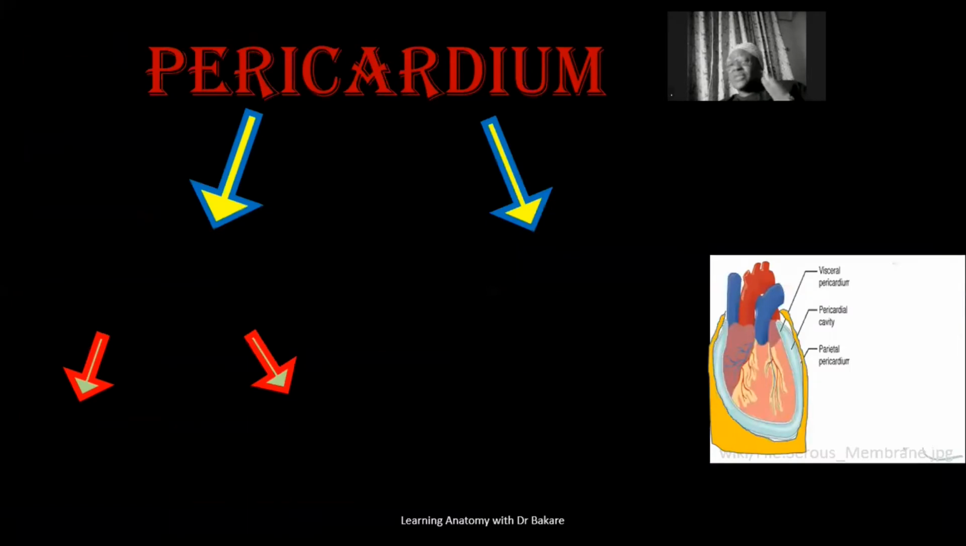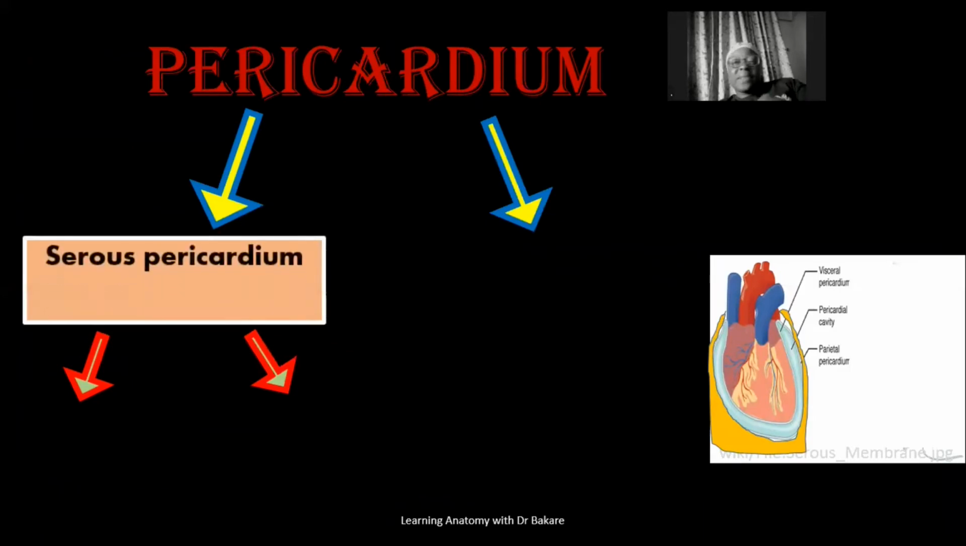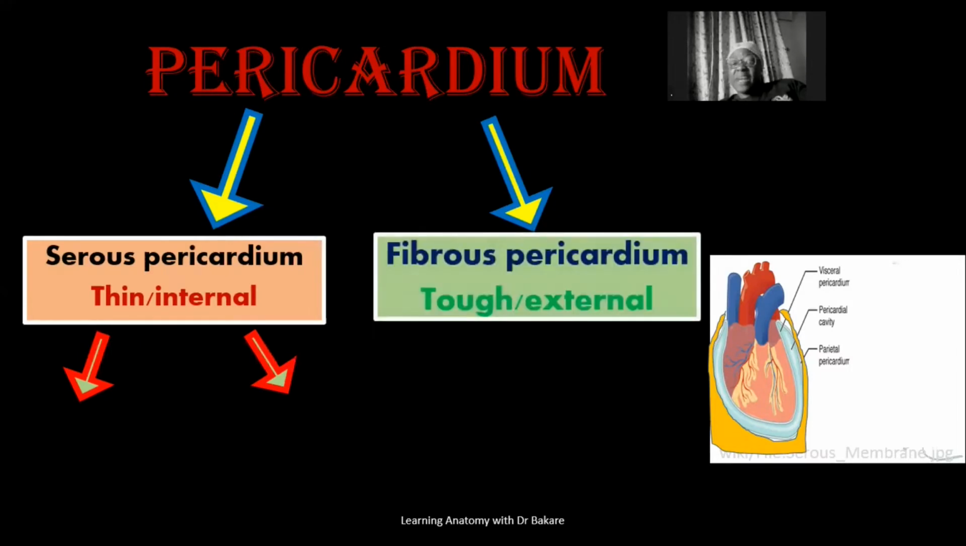So let's look at the structural configuration of the pericardium. We said that the pericardium is a double-layered sac. Some texts will tell us that it is divided into 3 layers, and we'll see the basis on which that is also established. For me, I would like to divide the pericardium into 2 layers. First, we have the serous pericardium, which is the inner thin layer. This is made up of a serous membrane that is very thin. And on the outside, we have the fibrous pericardium, which appears to be very tough.